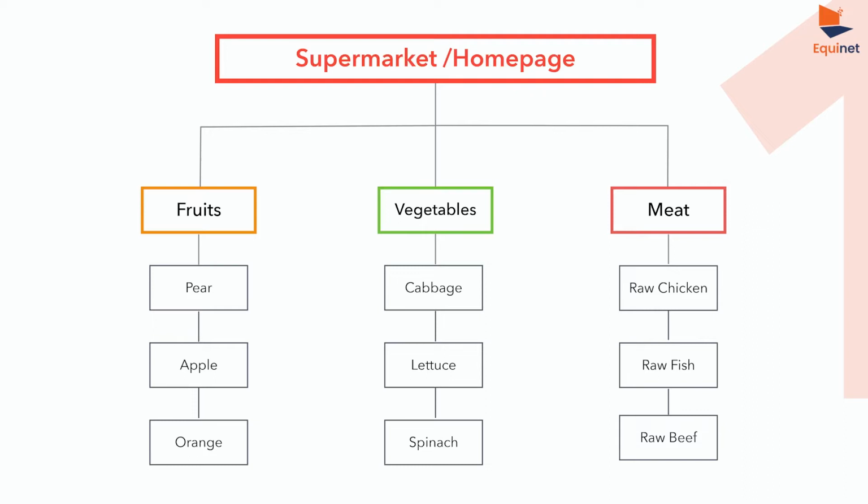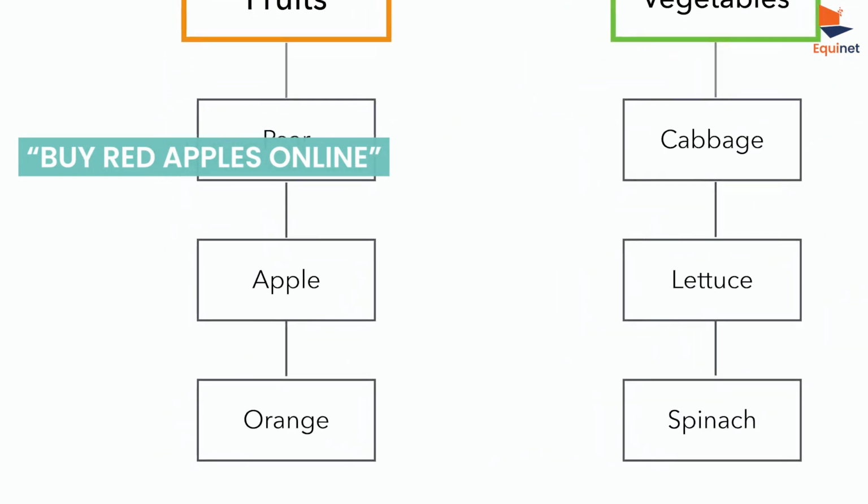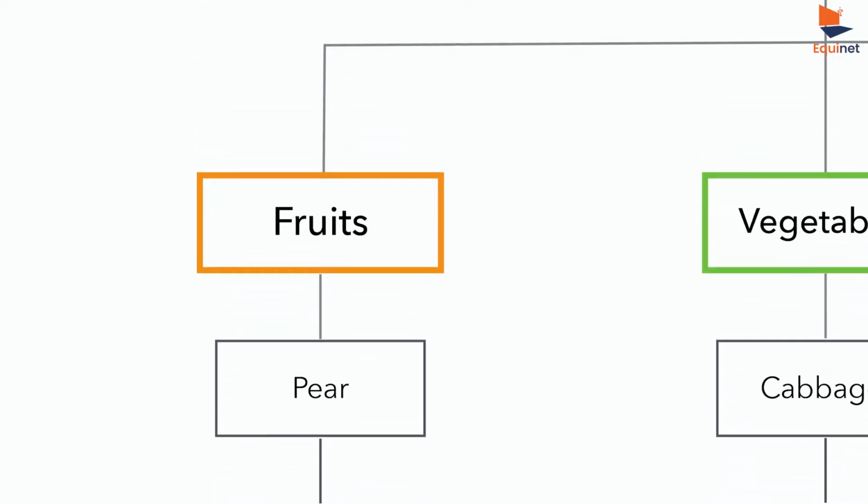But what if users search for buy red apples online instead? The best page to direct users to would be a page displaying product information all about apples, as the search itself is already very exact and precise. In this case, directing them to a generic page like fruits would lower your rankings, as it would not be as relevant to the search query as compared to a page all about apples.